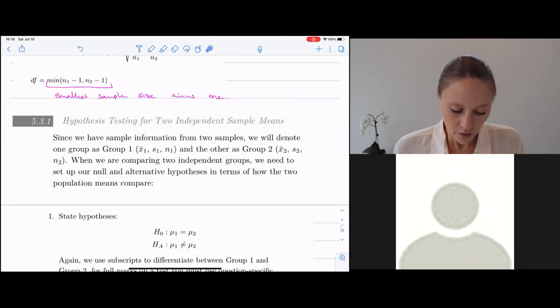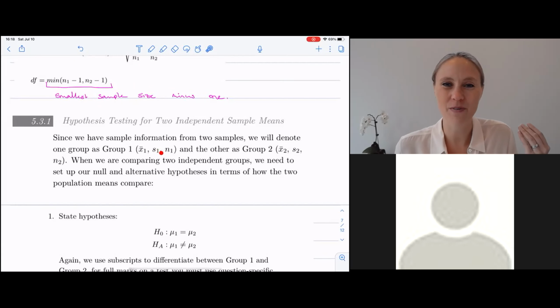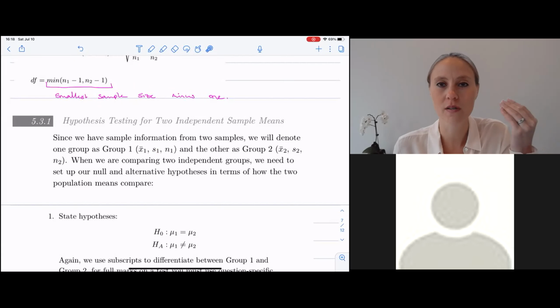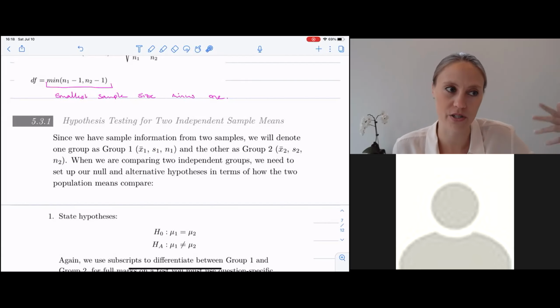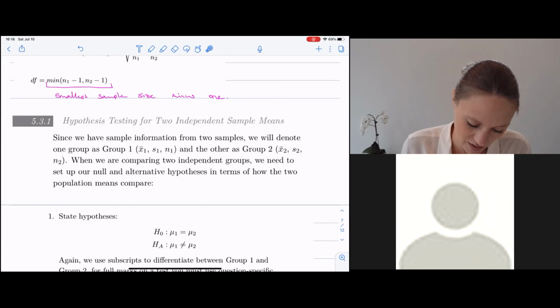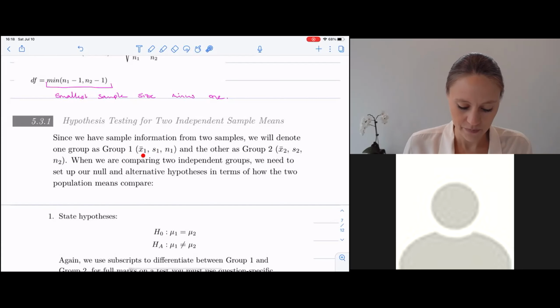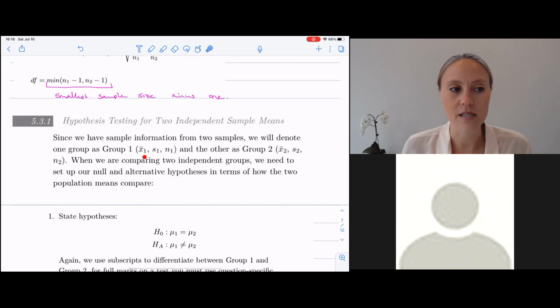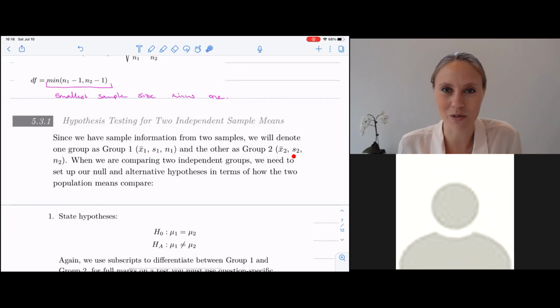So we already established that we're gonna have sample information from each sample, sample 1 and sample 2. Usually I end up calling them group 1 and group 2 because otherwise it's too much sample mean, sample standard deviation, sample 1. Ugh, it just gets confusing. So for group 1, we denote it with a subscript. And this is just to show that all this information with a subscript 1 is from group 1, and then of course subscript 2 is from group 2.